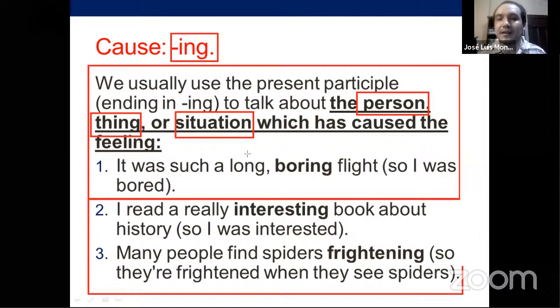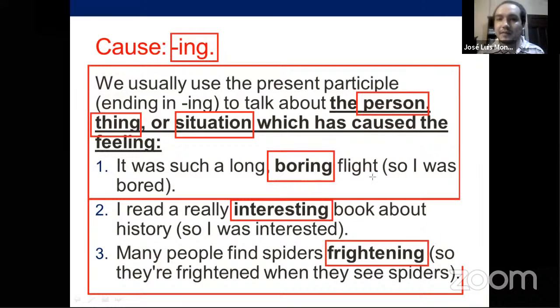All right? This is a boring flight. So the flight is boring. An interesting book. So the book is interesting, right? Frightening spiders. So the spiders are frightening. It means that you are frightened when you see those spiders. All right? The same logic. You have all of these adjectives that cause that feeling.